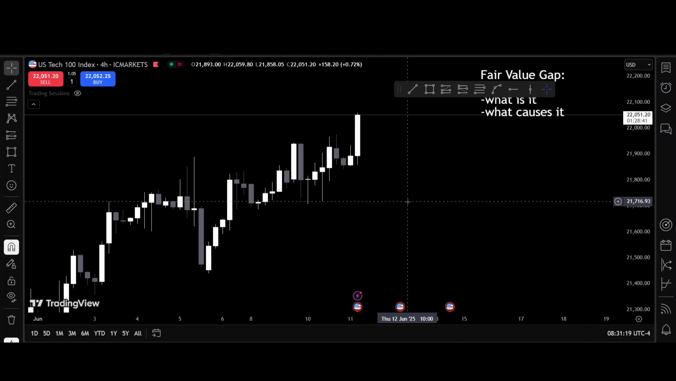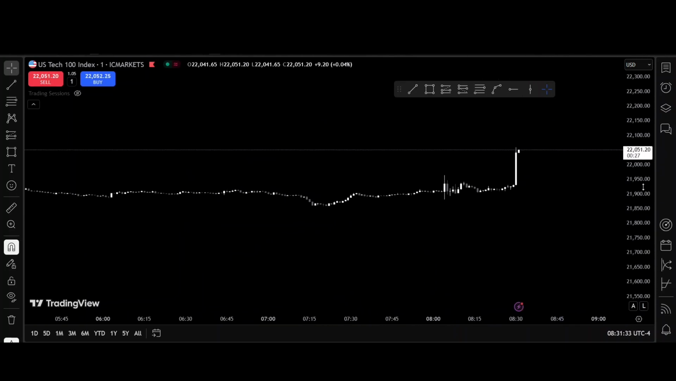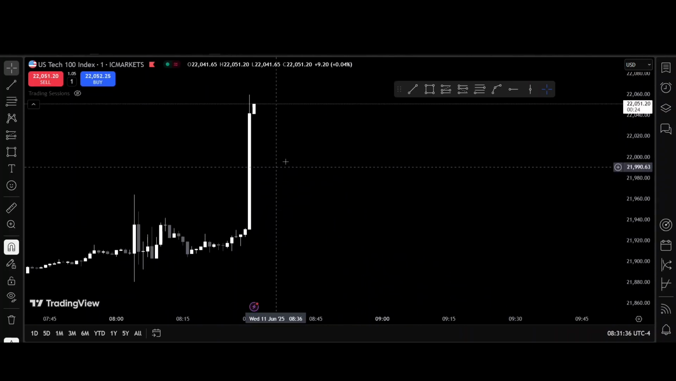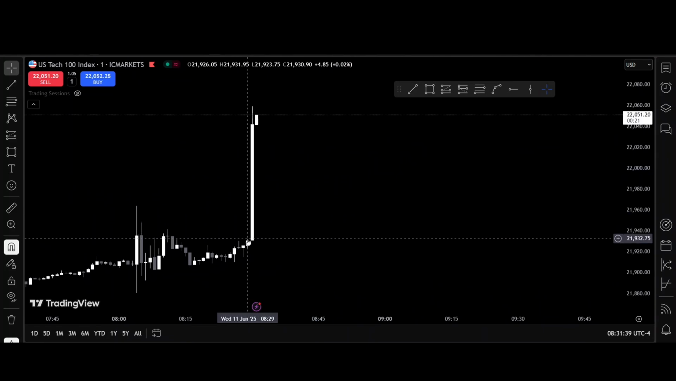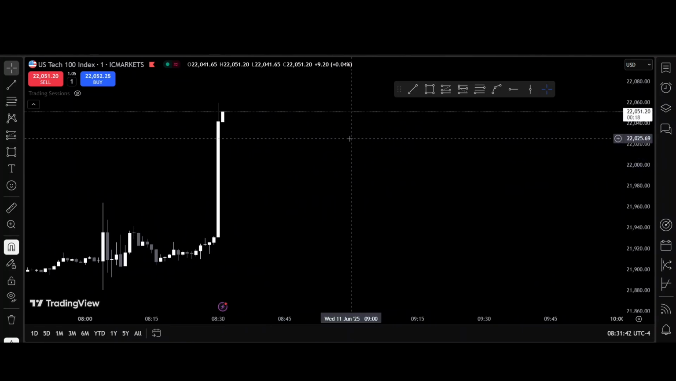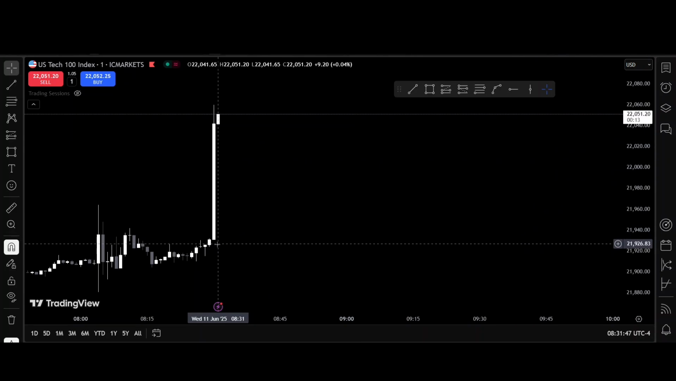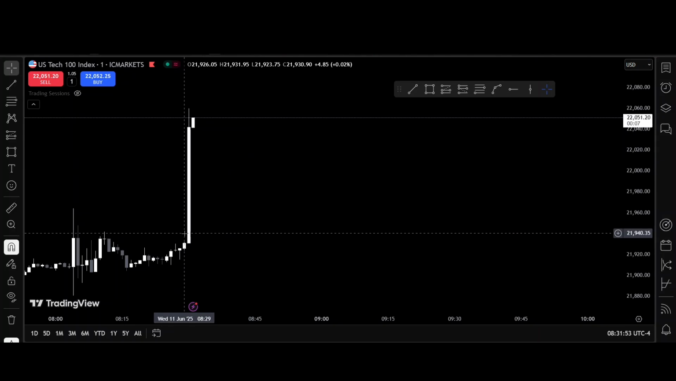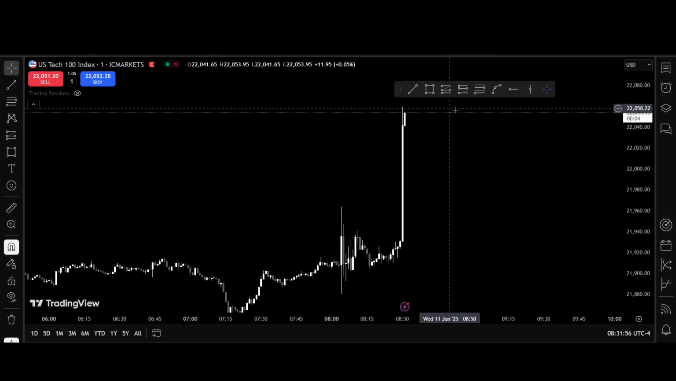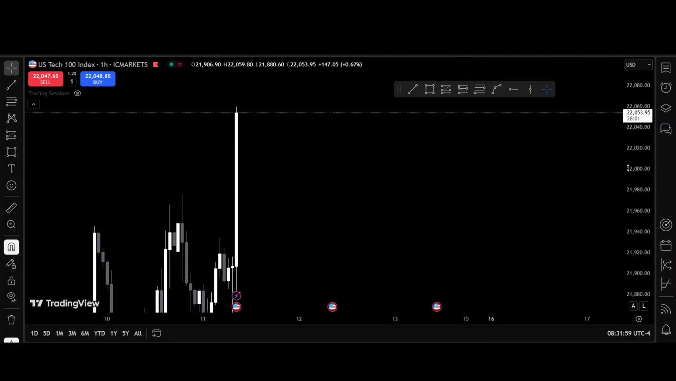Anyways, aggressive institutional buying or selling causes fair value gaps to form, or news-driven spikes. As you can see, we just had news at 8:30. This is what we call a news-driven spike. We'll get more into news in a future episode. Don't worry about that. Because the news spike is so aggressive, we're likely gonna form a fair value gap right now. It's gonna be a huge one. But we don't care about news right now.